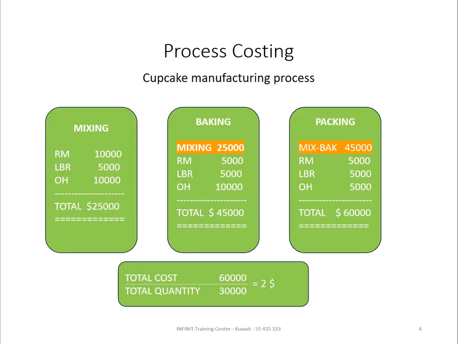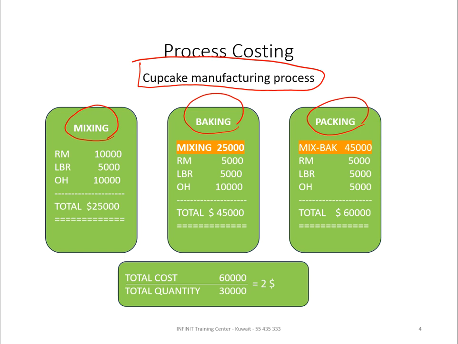Okay, so we have a simplified example here. You are in a cupcake manufacturing unit, and while making cupcakes, you have to go through three different processes. It is just an assumption; the actual scenario may be different. First is mixing, then you bake it, then you pack it. In every process you will have raw material cost, labor cost, and overhead cost. This is going to be there in all the processes.